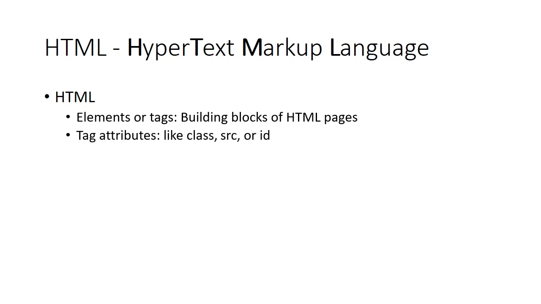The tags also contain attributes such as the class attribute, the source attribute, or the ID attribute. The class attribute can be used to style an element, for example, in bold text. The source attribute, or SRC, is used on images to specify the location of an image. And the ID attribute is unique to the element.